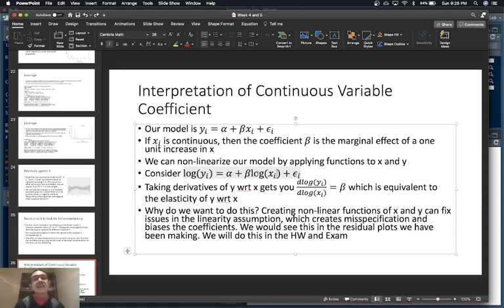There is an effect on the interpretation of the coefficient. Now it's not just a unit increase in x. If you have a double log model, d log y over d log x, that's beta, which is equivalent now to what's called the elasticity of y with respect to x. Oh, by the way, this is what I said: creating nonlinear functions of x and y can fix issues in the linearity assumption, which creates misspecification and biases the coefficients, and you can see that in the residual plots. And I did not mention here the heteroscedasticity, which is also an issue, so you might want to do that for that as well.